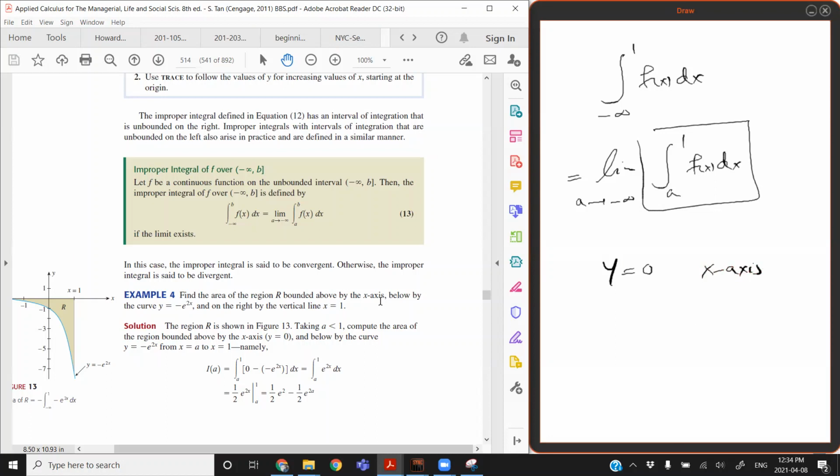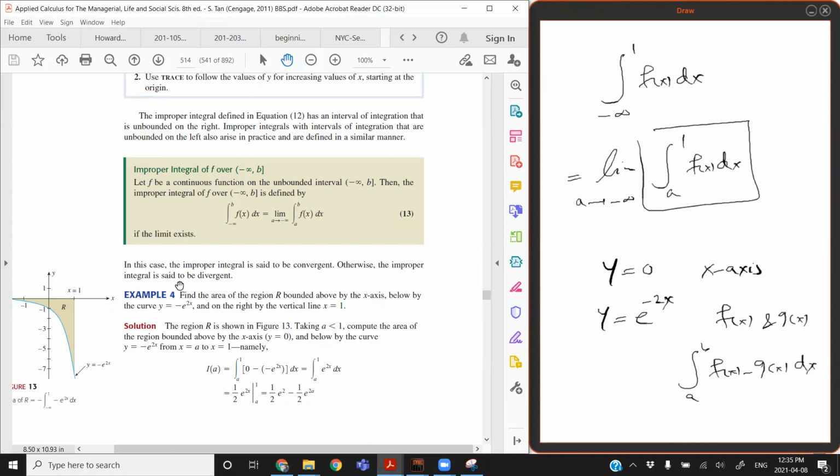So it's the area between the x-axis and the curve y equals e to the minus 2x. We know that the area between two functions f of x and g of x is the integral from a to b of f of x minus g of x dx, if from a to b f of x is on top and g of x is at the bottom. Remember that? Same story here.